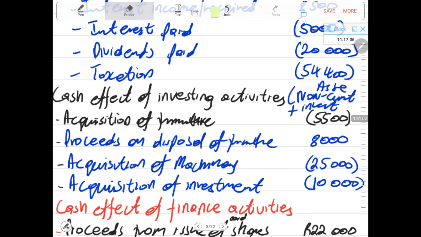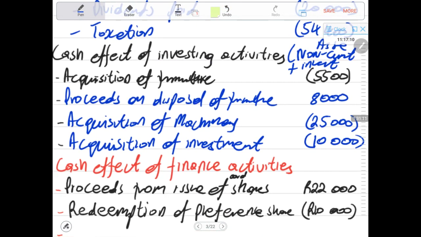Then after we go to the part of cash flow, which is from financing activities. I said, we deal with three things, I think so. We deal with shares. We deal with debentures. Remember, shares are divided into two. They are ordinary and they are preference shares. So it's ordinary and preference shares and debentures.